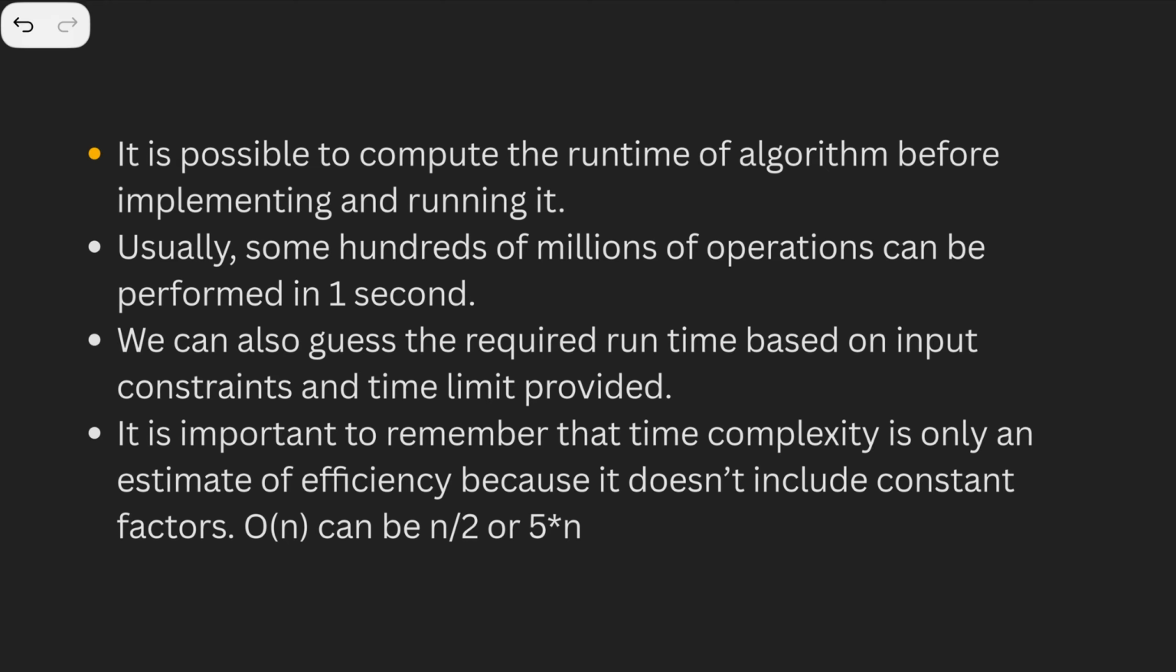Remember, time complexity is only an estimation. It doesn't actually tell you how many operations your algorithm is performing. For example, n by 2 operations, we write time complexity as O of n. 5 into n, also we write time complexity as O of n.